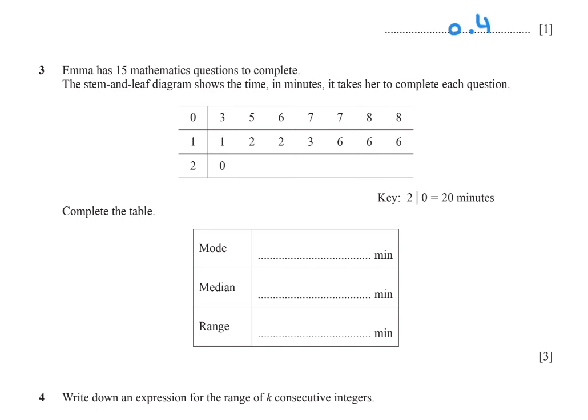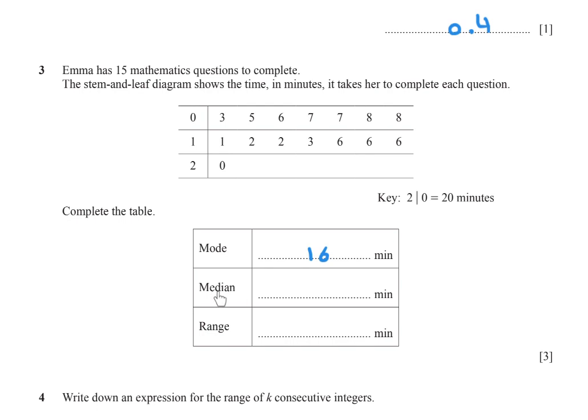We have this number repeated the most. So to find this number, look for the key. 20 means 20, so 16 means 16, so the mode is 16.